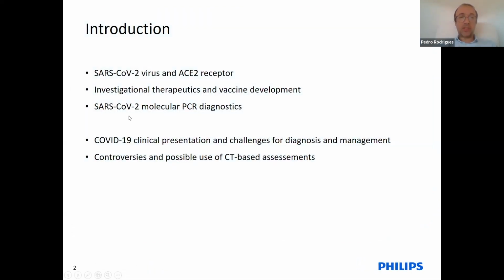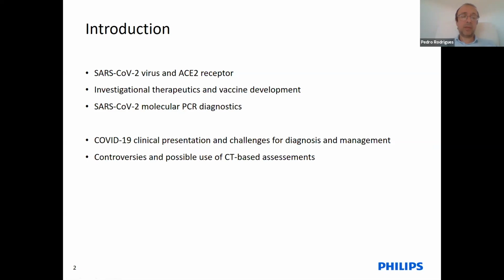So as an introduction, just a recap of what is known today about the SARS-CoV-2 virus and how it engages cells. Just a brief review on the investigational therapeutics that are ongoing, together with the status of vaccine development and what can be foreseen at this moment in time.